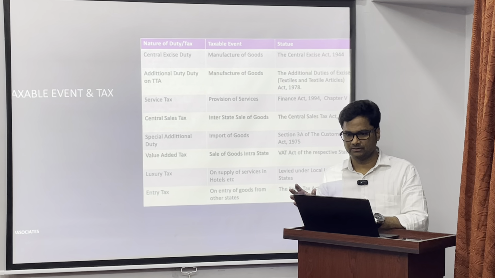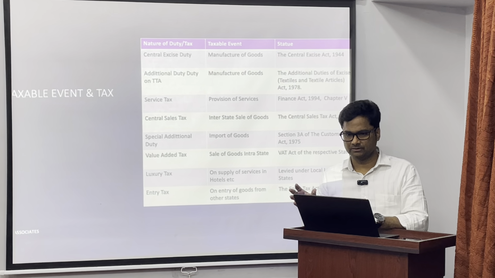Now, we'll keep everything away. Now, there is only one taxable event. One law, no? So there should be one taxable event, and that is called supply of goods or services or both together. It can be together. We'll discuss as we go along. So now the taxable event is supply. So on every supply of goods or supply of services, GST will be collected. So what will become the taxable event? Supply of goods or supply of services.